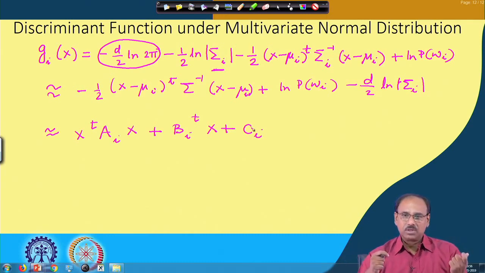I will have terms x1 square, I will have terms x2 square, I will have term x3 square, I will have term x1 into x2, x1 into x3, x2 into x3, x2 into x5 and so on. So, that leads to a situation that the discriminant function g_i(x) does not remain linear anymore, but it becomes a quadratic discriminant function because of the presence of quadratic terms.